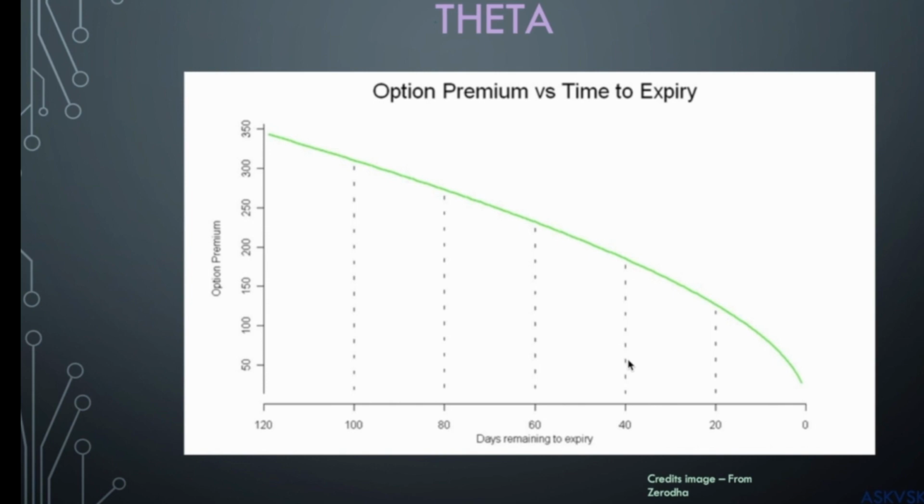Hope it is clear how the time factor affects the option premium. So now let us look at the next option Greek, which is called delta.